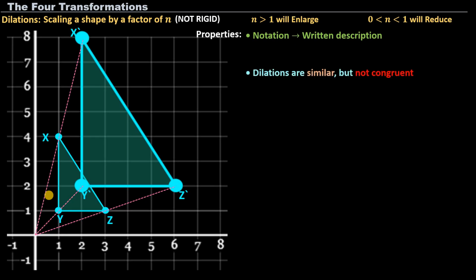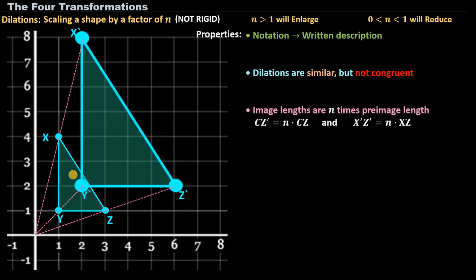Dilations are similar to each other, but they are not congruent to each other. They look the same, but they're different sizes. The image lengths of the prime image, the way that you get that measurement is by taking the pre-image lengths and multiplying them by the scale factor. And the distances within the shape are the same.